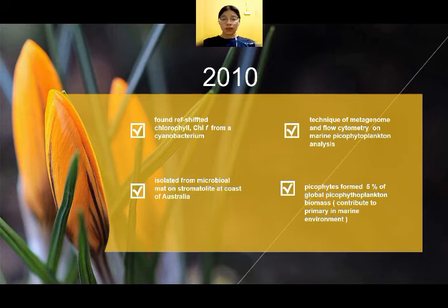What is stromatolite? Stromatolite is a layered sedimentary formation which is created by blue-green algae. Development of metagenome and flow cytometry techniques were published, which show a significant amount of picohaptophytes, including many undescribed species. Picohaptophytes form 50% of picophytoplankton biomass, which contributes to primary production in the marine environment.